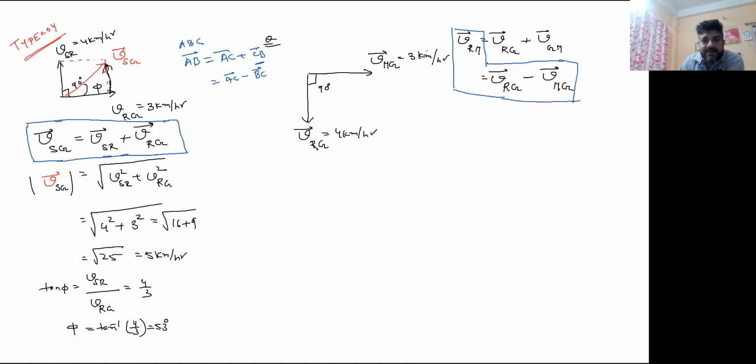So reverse का मतलब क्या हो गया? Reverse का मतलब हो गया कि this one is not in this direction, this one is in this direction. मतलब minus velocity of the man with respect to ground. So that means my resultant is this one. This is my resultant. So velocity of the rain with respect to man. Is it clear, everyone? Is it okay, everyone? Yes, sir.